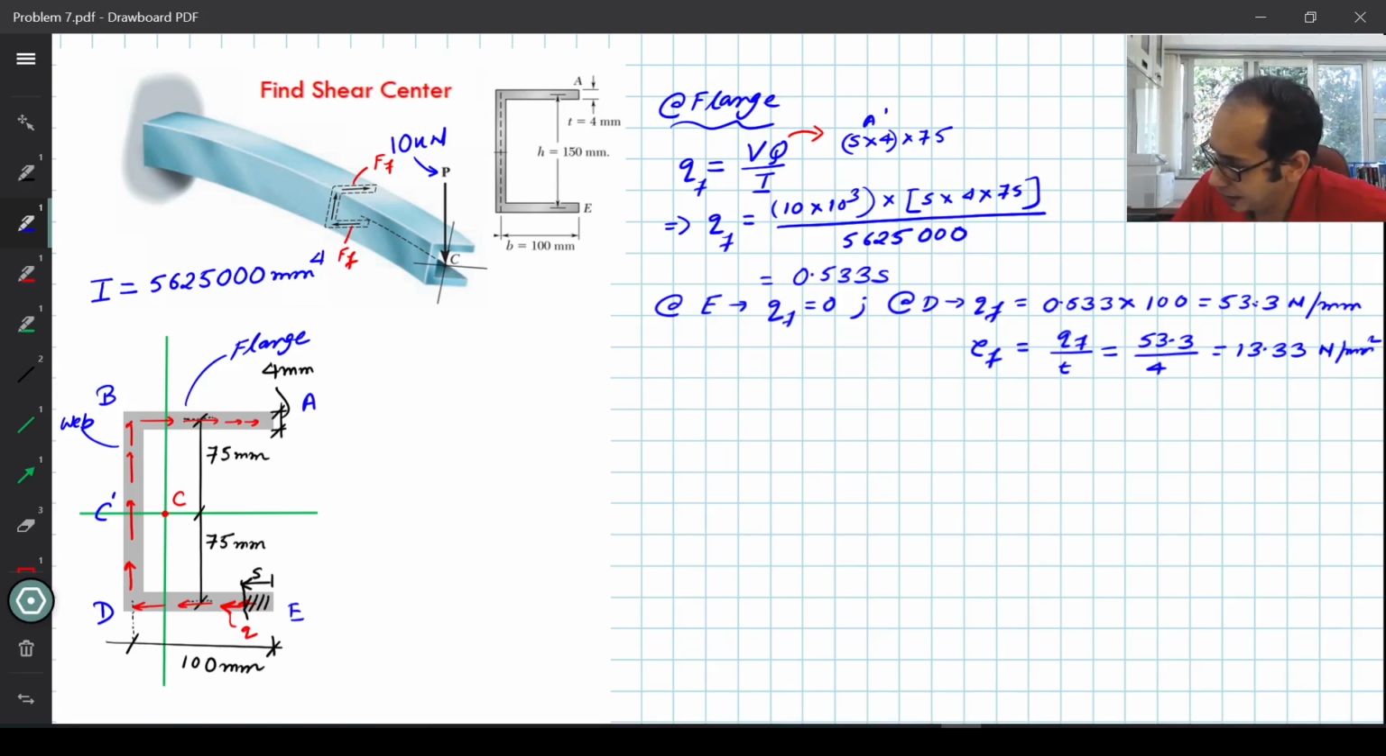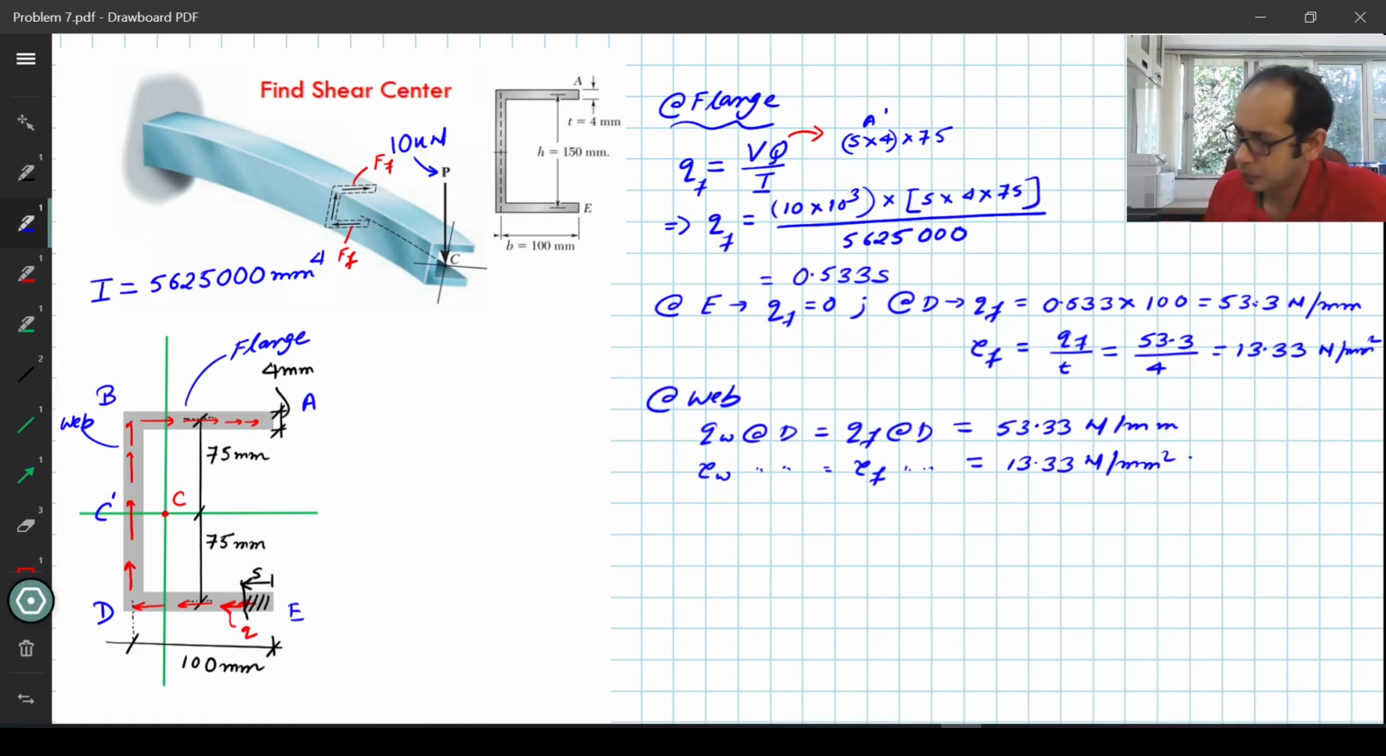As I said, in the web, let's just write at web, we get, q of web at D will be equal to q of flange at D. That was what we had calculated, that is 53.33 Newton per mm. So correspondingly your taus are also going to be same. So I'm going to calculate now at C prime.